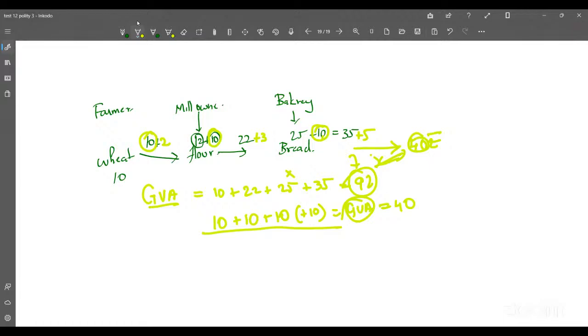manufacturing. How is it different from GDP, sir? In GDP, I will ignore all these steps. I will only take the value of the final product.